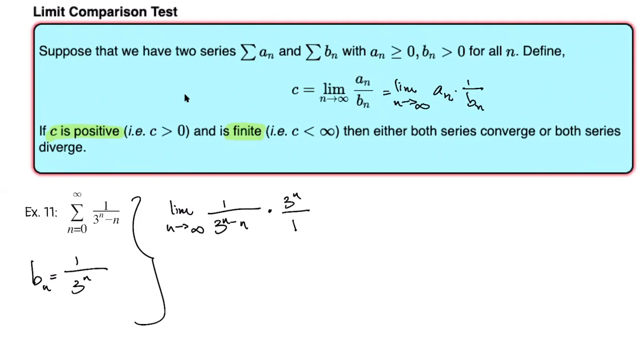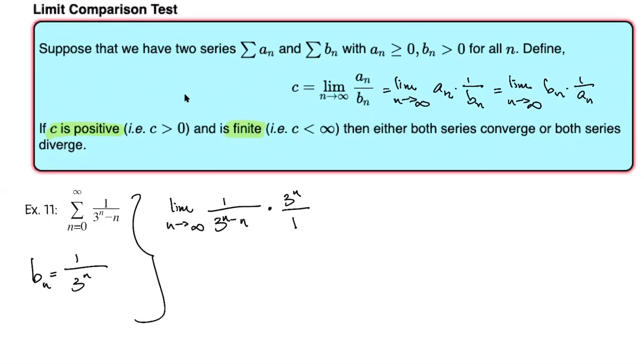And actually, it doesn't matter whether we do a sub n over b sub n or the other way around. Okay. So this could be also the limit as n approaches infinity of b sub n times 1 over a sub n. So in that sense, you can flip whichever one you want to flip. Okay. Now, for this problem, this is just like one way I could set it up. And that would give me the limit as n approaches infinity of 3 to the n over 3 to the n minus n. Okay.